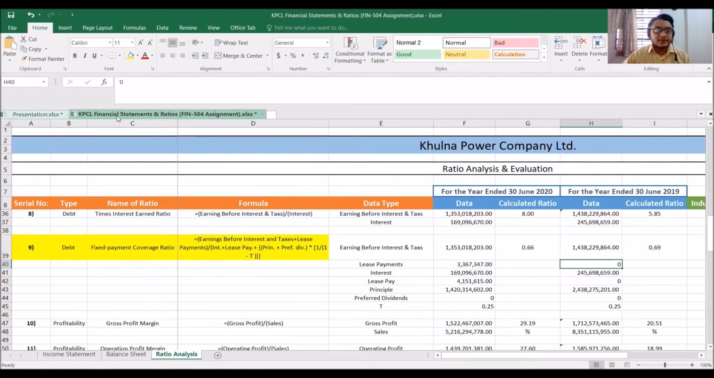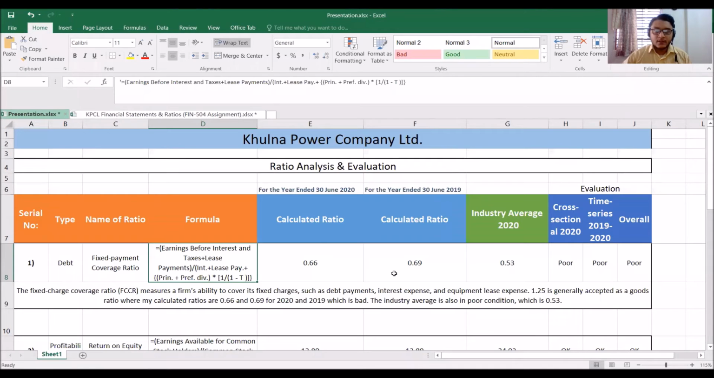Okay, let me switch to the presentation. So 1.25 is generally accepted as a good ratio, whereas my calculated ratios are 0.66 and 0.69 for the years 2020 and 2019. The industry average was 0.53, which was very bad. Also, when compared to the years 2020 and 2019, the average condition was very poor. So the evaluation was that the overall condition of the company is poor.